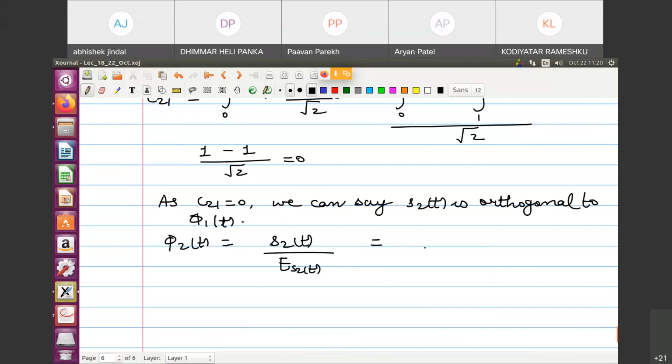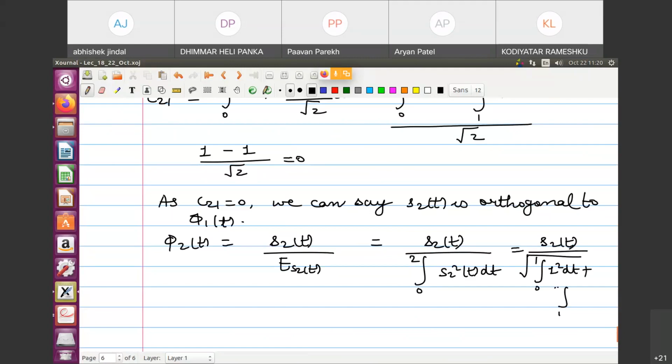So this is what? S2(t) integral, let us see the energy of S2(t), that is integral from 0 to 2 of S2 square(t) dt, which is equal to... you can write from 0 to 1 it is 1 square and from 1 to 2 it is again 1 square, it is 1. So you can write integral 0 to 1 of 1 square dt plus integral 1 to 2 of 1 square dt, which equals minus 1 square.